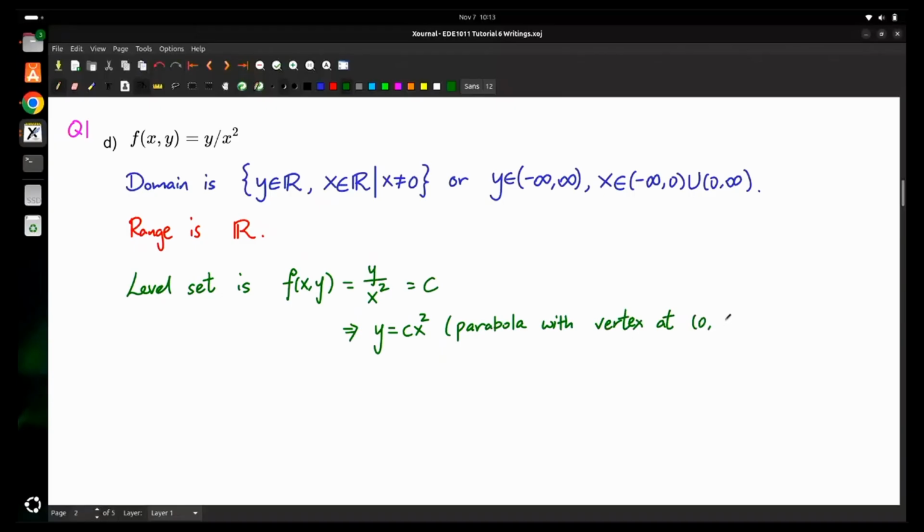Because if you draw cx squared, then basically you're just getting either the smiley face or sad face. So if you sketch it, this is what you should get. It depends on c. So you have something that looks like that. This will be for c more than 0. All right, and then you can have this.